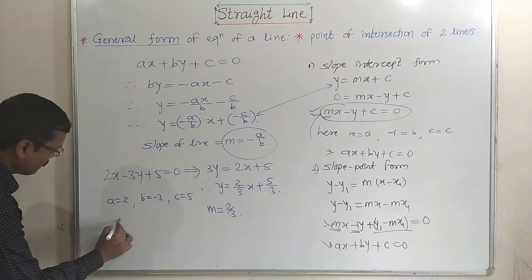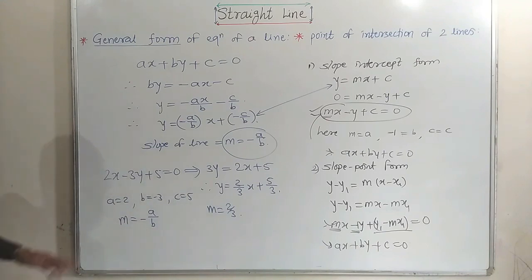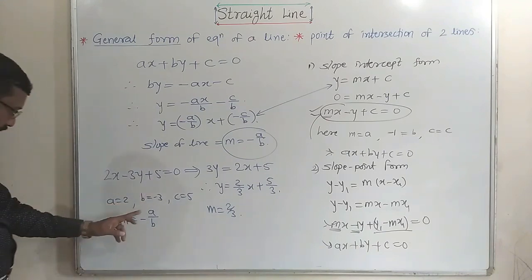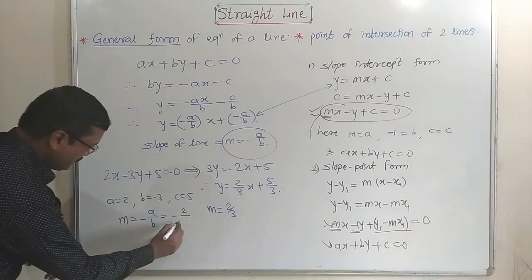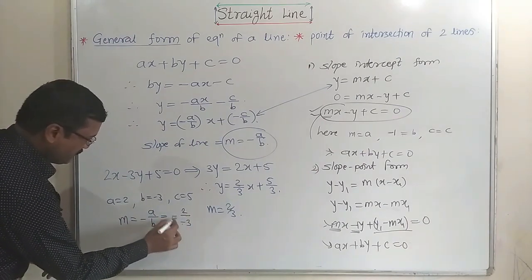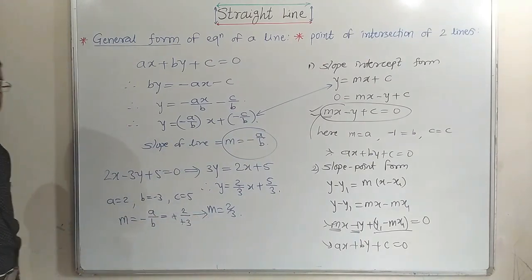So from this, the formula for slope is negative of ratio of a and b. Here a is 2, minus 2 upon b is minus 3. So this minus minus becomes plus. So answer will be 2 by 3. So slope is equal to 2 by 3.